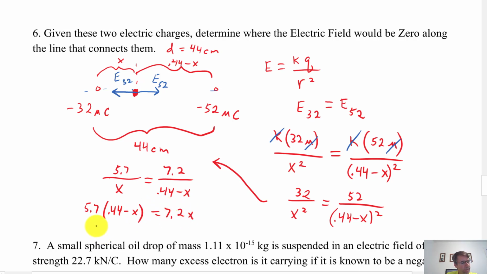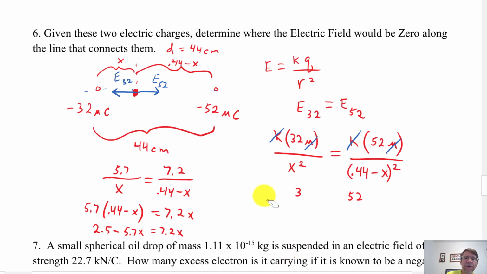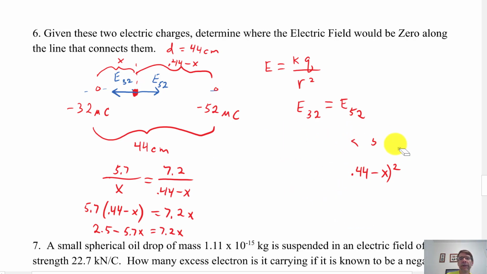5.7 times 0.44 is 2.5. Running out of room again. Minus 5.7x equals 7.2x. All right, I'm going to have to go back. I don't like doing it like this, but I would be going down the page. I should have made more room. Hopefully you got room. You just keep going down the page there. Add 5.7x to both sides. So I'm going back up the page.